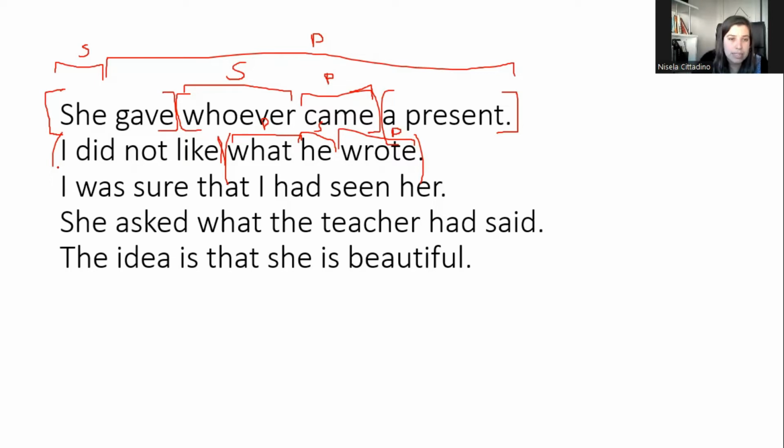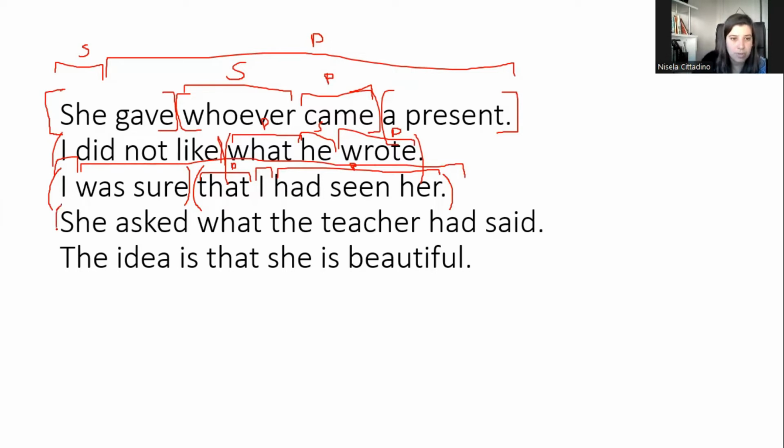And then we're going to analyze them. I was sure that I had seen her: "I was sure" is one clause, "that I had seen her" is another clause. That, in this case, is the predicate. I is the subject, had seen her is the rest of the predicate. Yes, this is inside the clause. Then we know that I is the overall subject of the sentence, and was sure that I had seen her is the whole predicate.